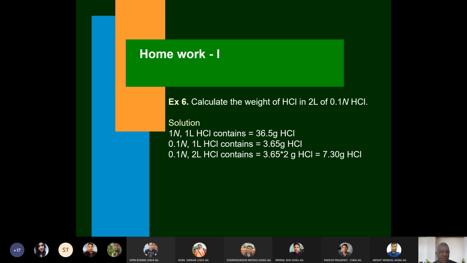So one normal 1 liter HCl contains 36.5 gram of HCl because it was one normal. Now it is 0.1 normal, means 1 by 10 or N by 10. So you divide 36.5 by 10, so it is 3.65. And now you have 2 liter instead of 1 liter, so you double it, which is 7.3. He was so fast. But however, others also understand this. Yes, sir. Good.